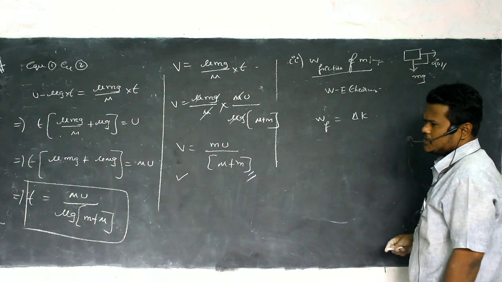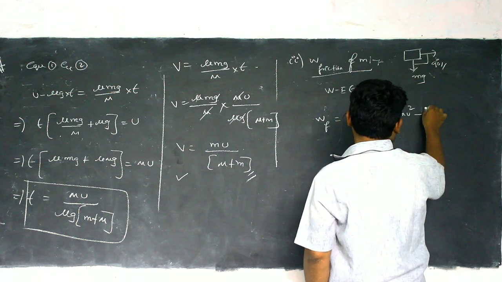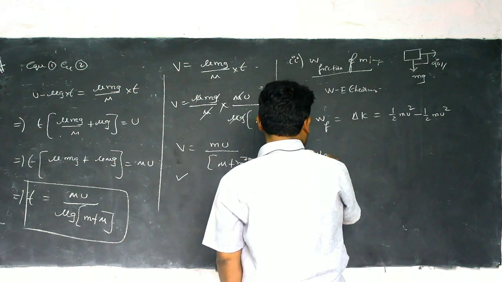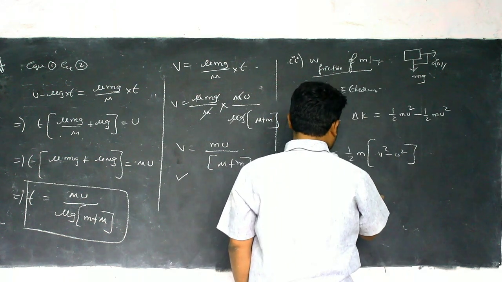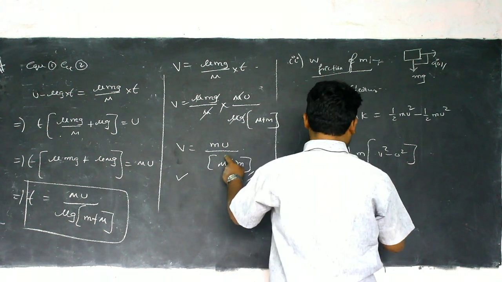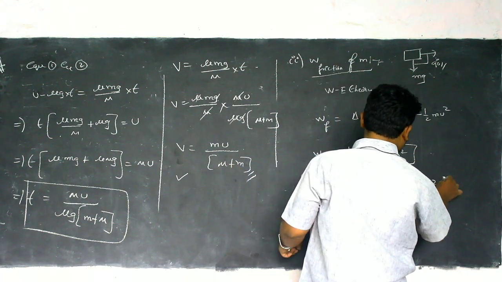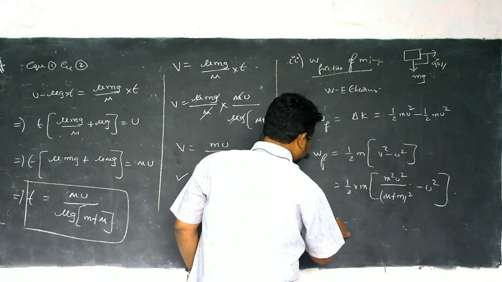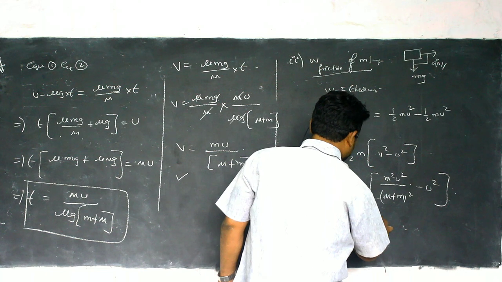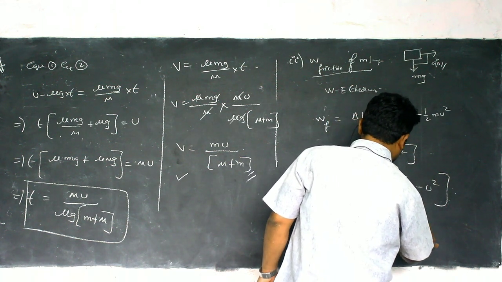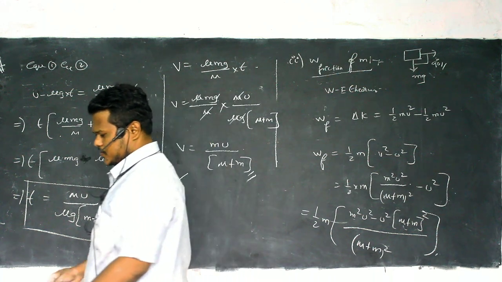So this is equal to the change in kinetic energy. Final kinetic energy is half m v square, initial kinetic energy is half m u square. So work done by friction is half m times (v square minus u square). What is the final velocity I got? Half m into (M square u square divided by (m plus M) whole square minus u square). That is the equation we are supposed to solve.